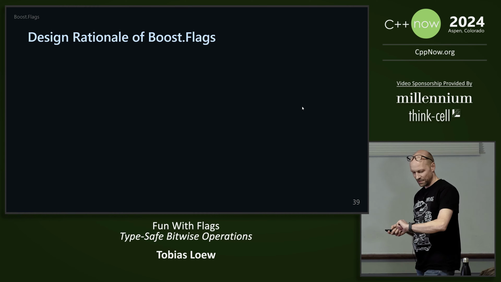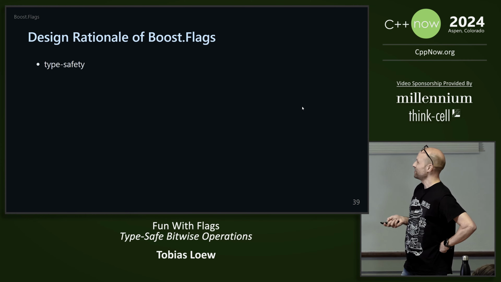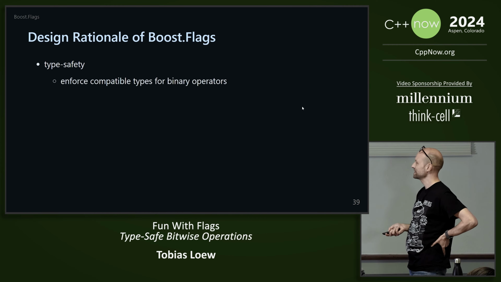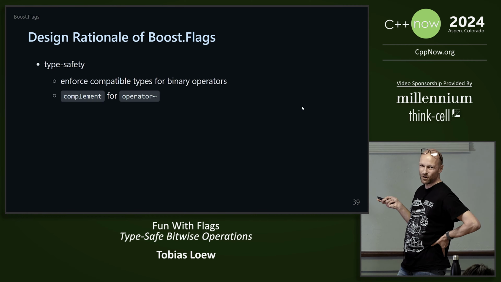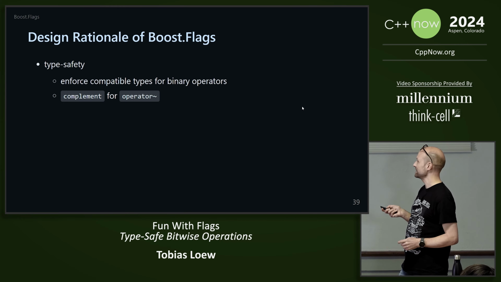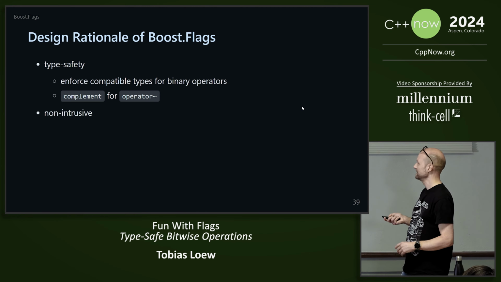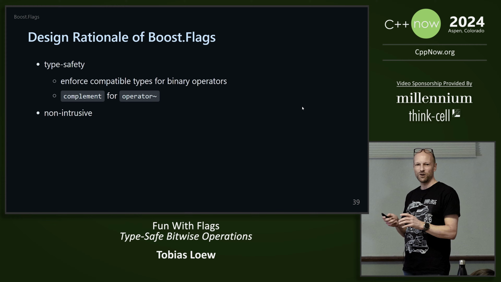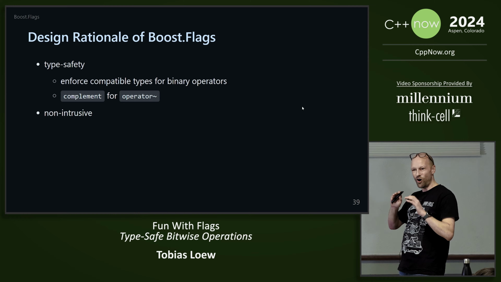Okay, so let's talk about the design rationale of my library. So first of all, I want to enforce type safety with it. For binary operators, of course. And I want to enforce the usage of this complement type or complement template when operator not is in game. So flipping back and forth. It has to be, or it shall be, non-intrusive. So I don't want the user to change his enum. I just want to let him opt in.